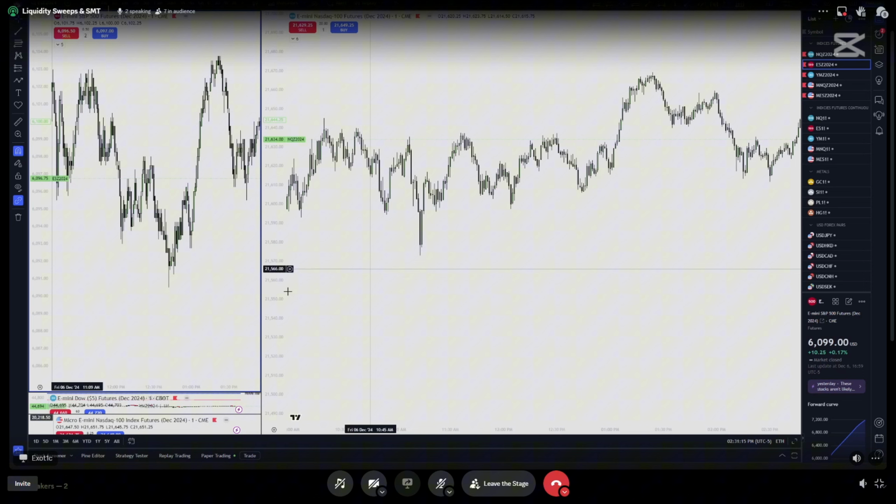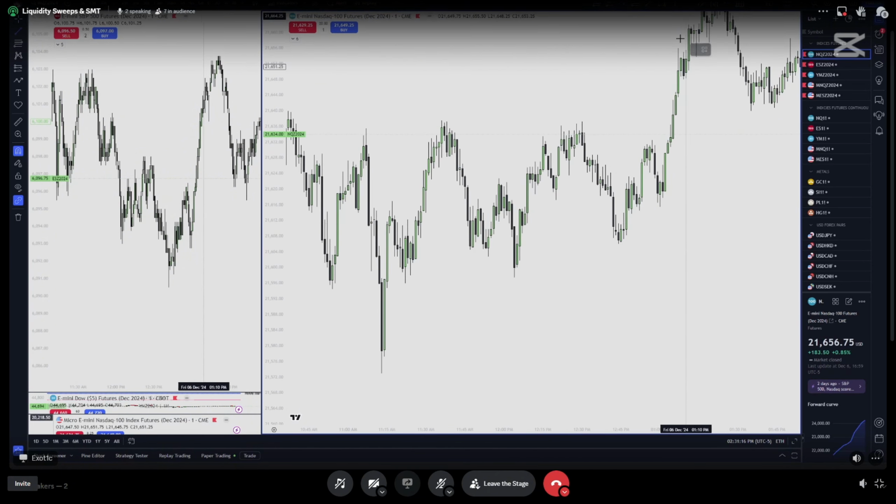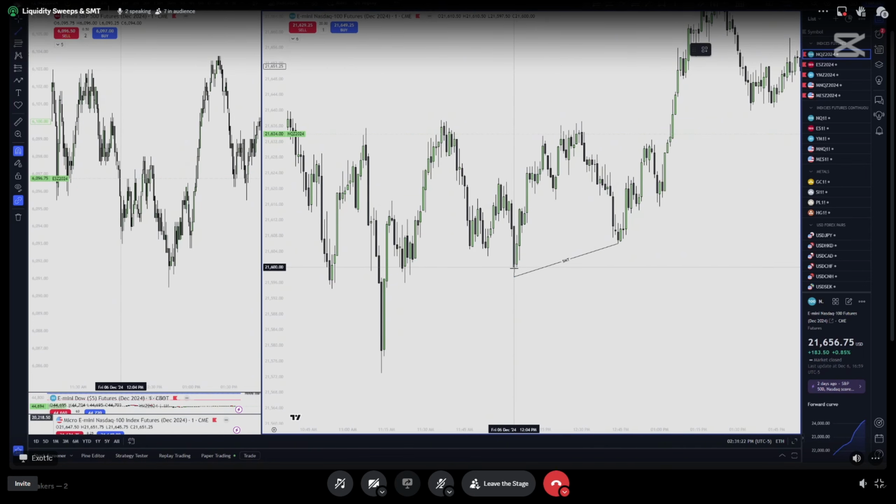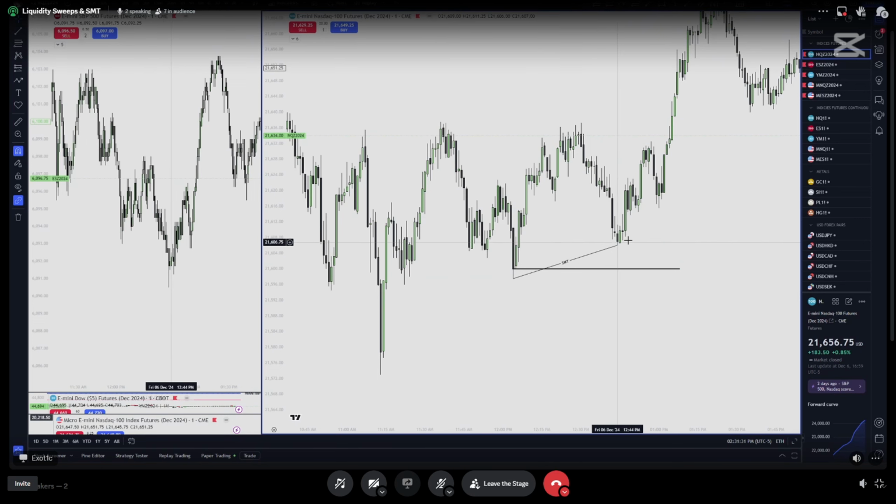So we have this low here and this high here, right? Now this is probably our strongest form of SMT, where we have the body not traded to and the wick not traded to. This is body and wick SMT, because NQ doesn't come down to this body here.